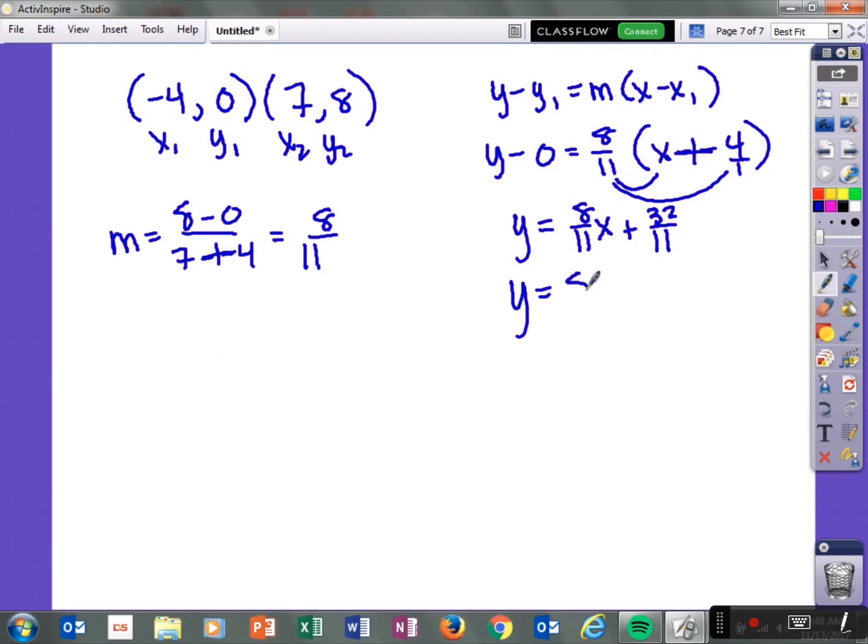So what was it, Hannah? 2.9. Okay, so you would just change that 32 over 11 to 2.9. Do y'all know how to change that in the calculator? You press that arrow button, or you can just type 32 divided by 11.